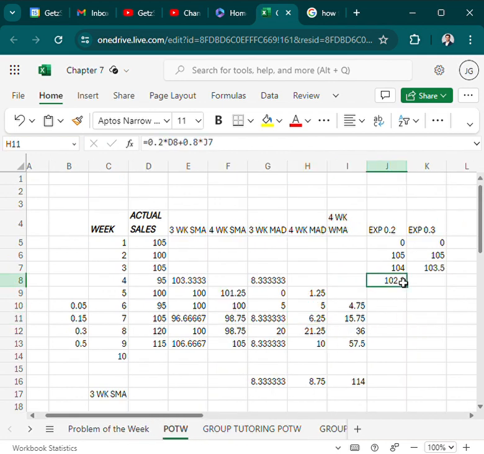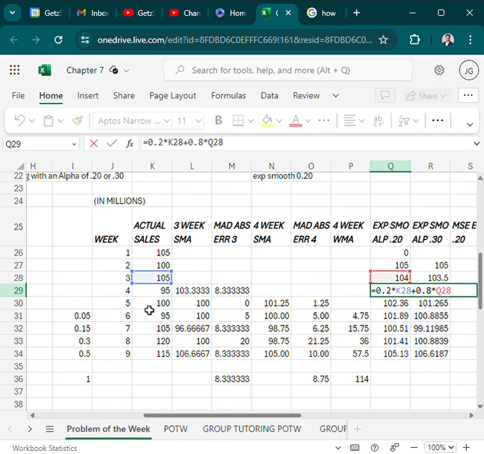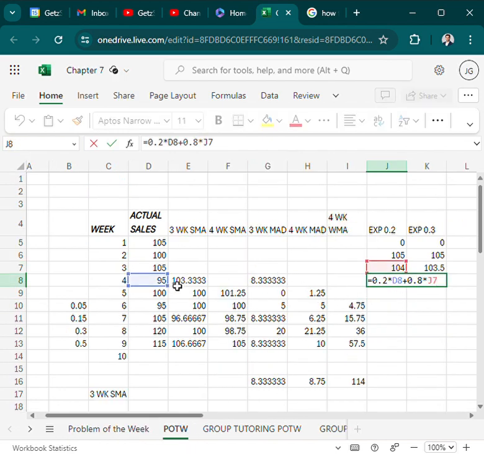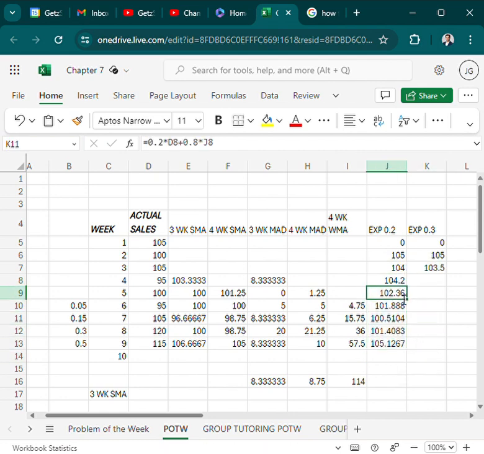0.2 plus 0.8, let's just make sure. Okay, so you have to use the one above, and that's another mistake. You might think it's week 4, but we're forecasting for week 4, so it's not going to make sense for us to use D8. We have to use D7, and then we can scroll this down, and it will repeat the function.